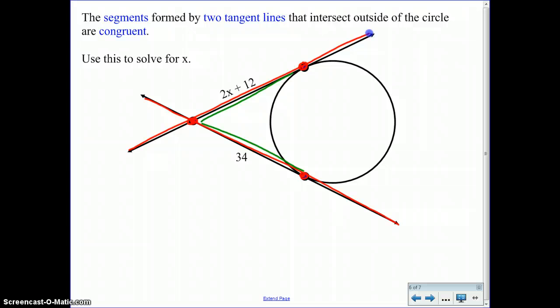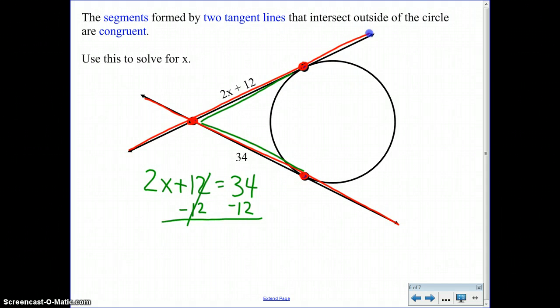Well, if they're congruent and we want to solve for x, anytime segments are congruent, we can set them equal to each other. So all we have to do is write 2x plus 12 equals 34 and solve from there. So subtract 12 from both sides. We get 2x equals 22. Divide by 2, and x equals 11. That's it.